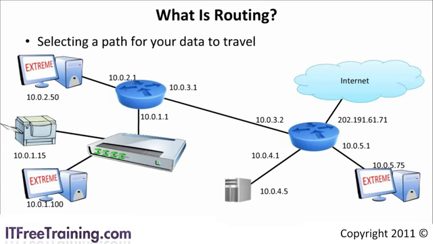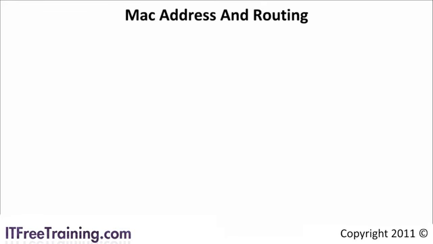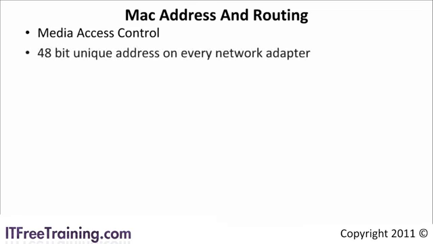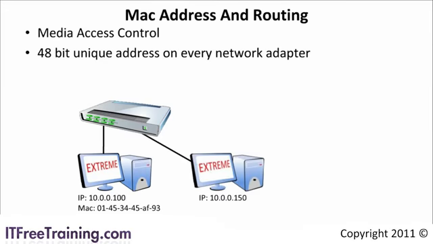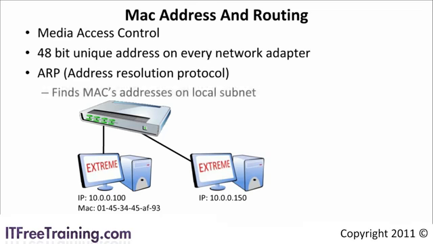To better understand routing, you should take some time to understand the MAC, or Media Access Control address. The MAC address is a 48-bit unique address that is present on every network adapter. The address is guaranteed to be unique. If the following computer wants to communicate with another computer on the same subnet, the computer needs the other computer's MAC address to communicate with it directly. In order to get the other computer's MAC address, an IP version 4 based computer uses ARP, or Address Resolution Protocol.